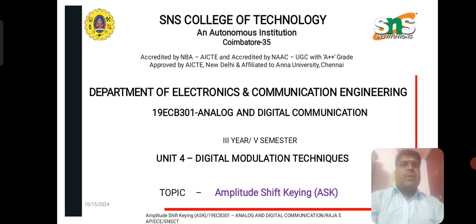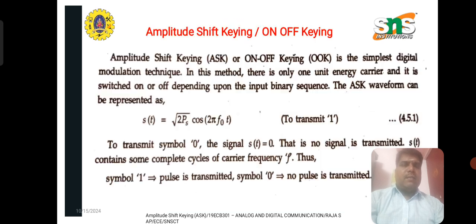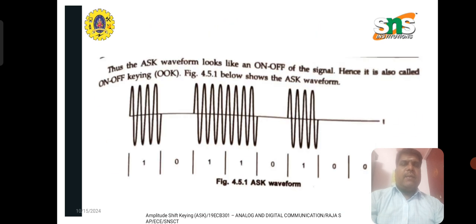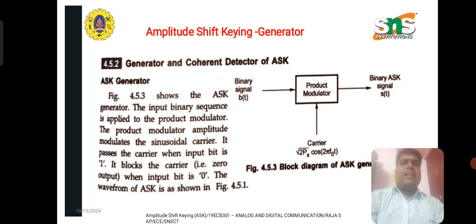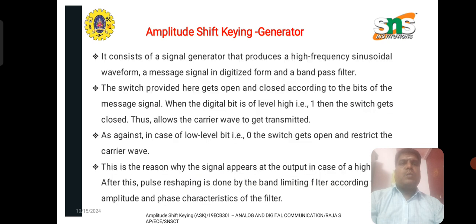Based on my previous YouTube video, you may have knowledge about what is meant by digital modulation and various types of digital modulation. The various types of digital modulation are amplitude shift keying, frequency shift keying, and phase shift keying, also quadrature amplitude modulation. In my previous YouTube video, I gave a detailed explanation of the amplitude shift keying generator. Now, in this video, I am going to discuss the detector or demodulation of ASK.